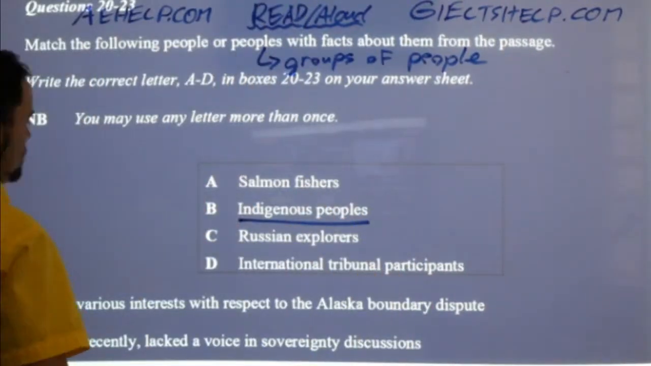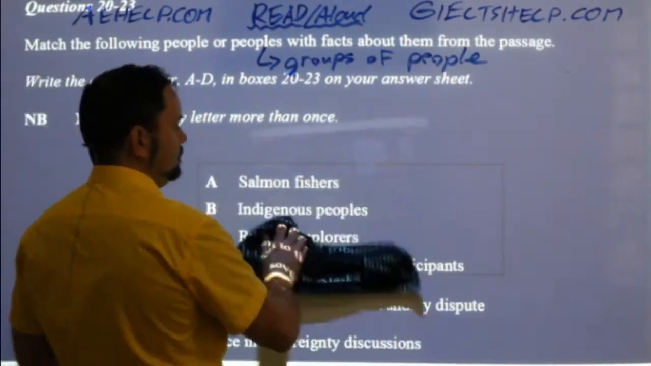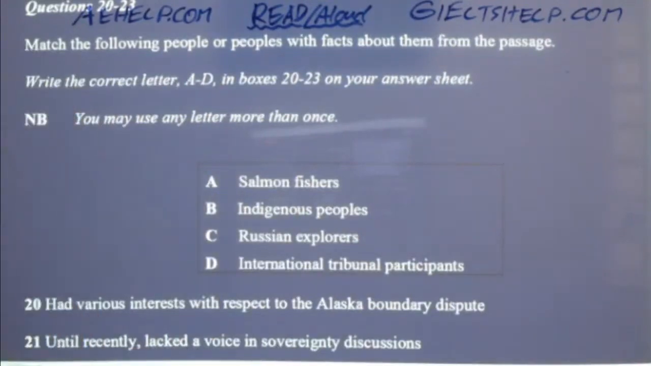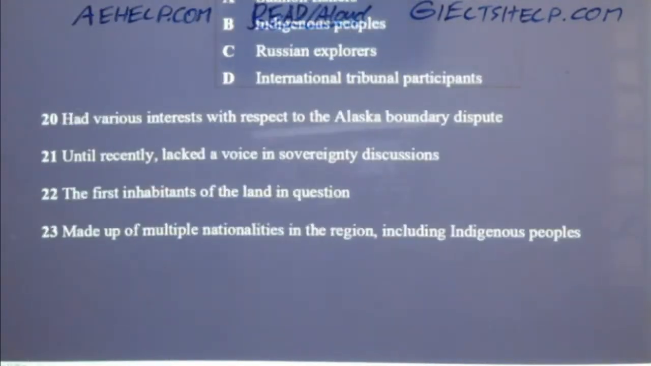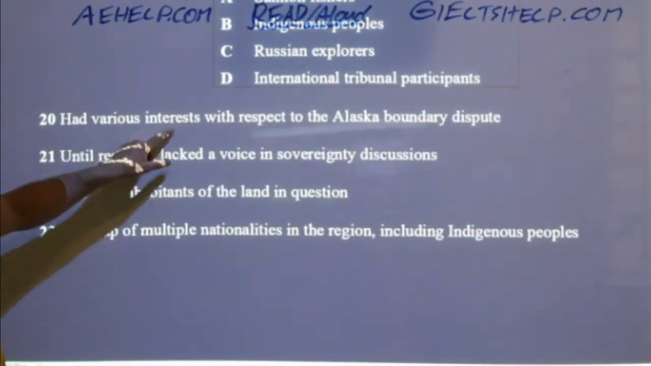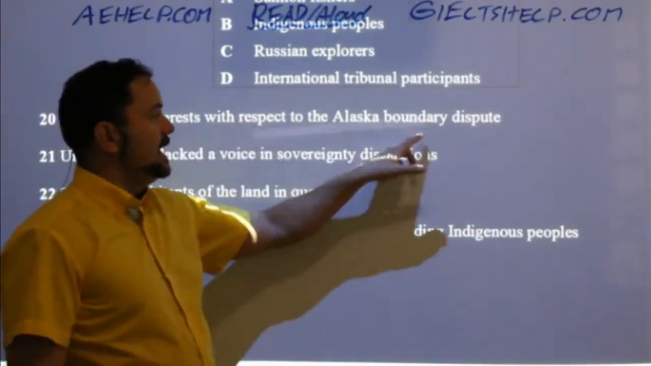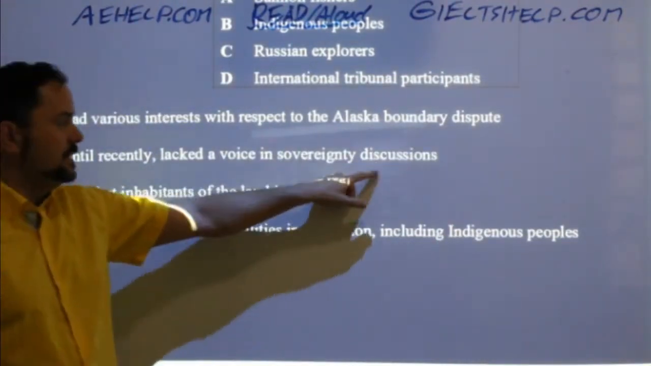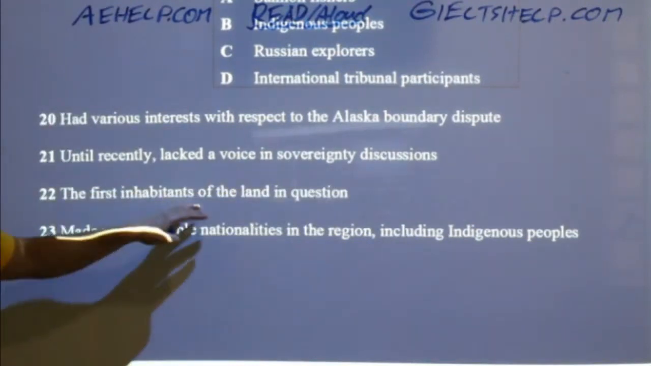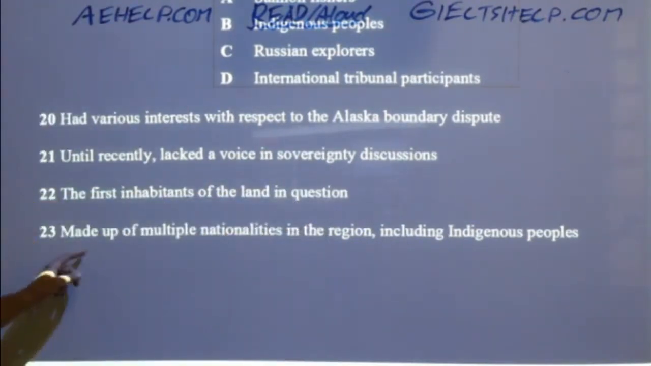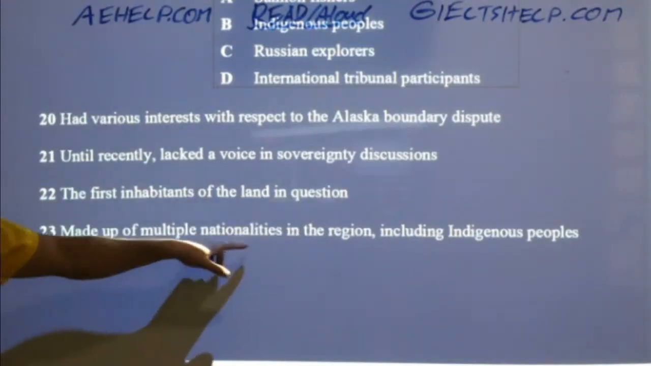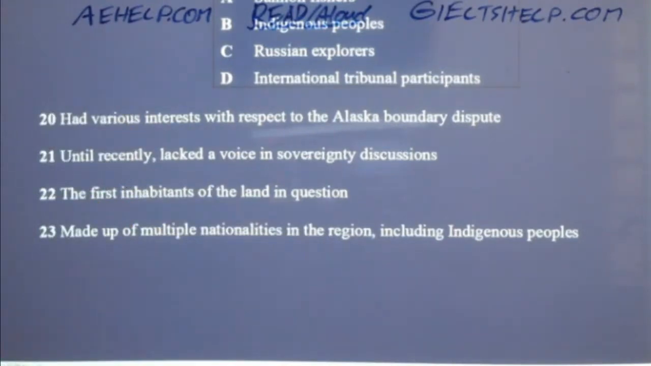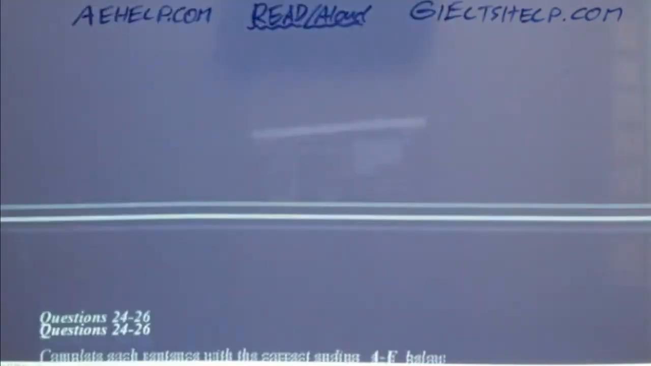So this type of question, yeah, it's good to read before the passage. So let's look at it. Had various interests with respect to the Alaska boundary dispute. Until recently, lacked a voice in sovereignty discussions. The first inhabitants of the land in question, made up of multiple nationalities in the region, including indigenous peoples. Okay, let's keep going.